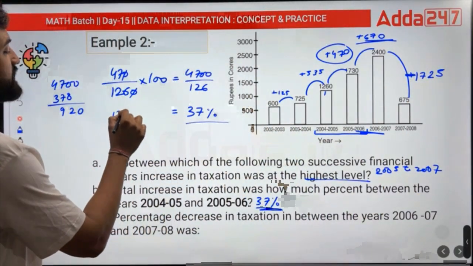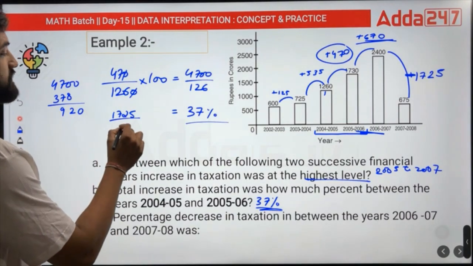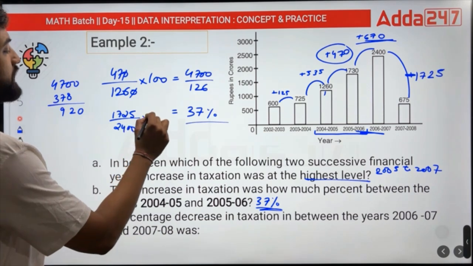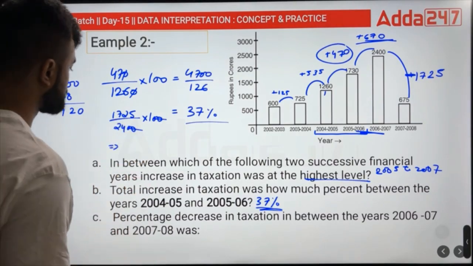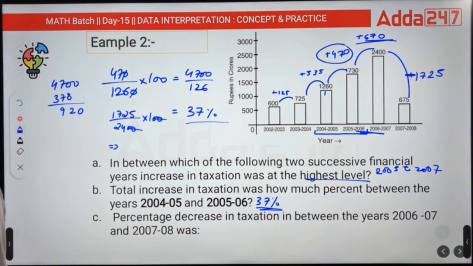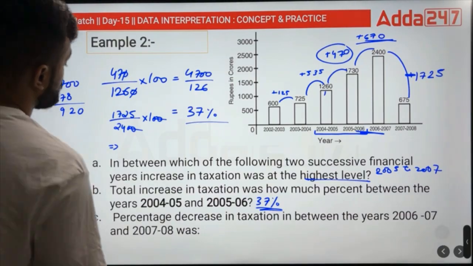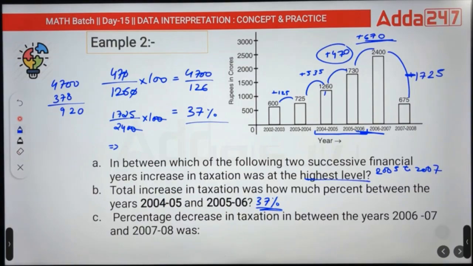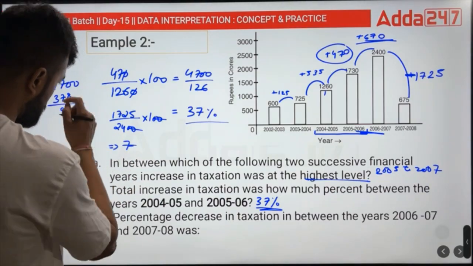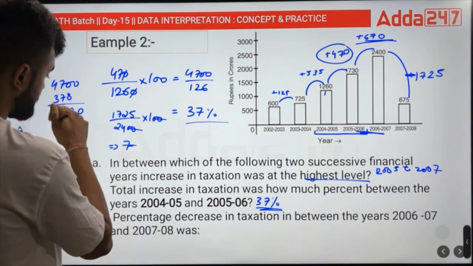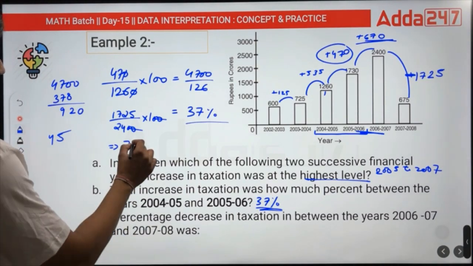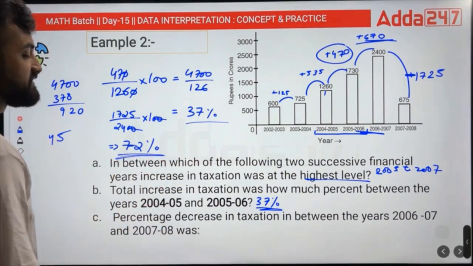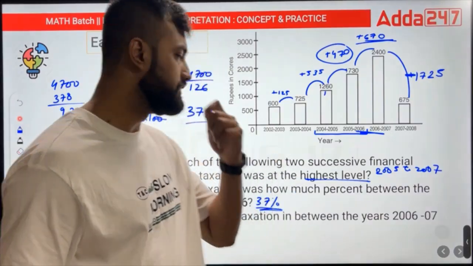So 1725, but before it was 2400, into 100. The 0s cancel, just solve this, you will get the answer. So 3, 7 twos are 14. 7 ones are 7. Okay, 7s would be how much, sir? 168. 168, 72 would be 45. Almost 72% you can say. Your answer will come in 71 point something percent, but I have rounded off to 72%.